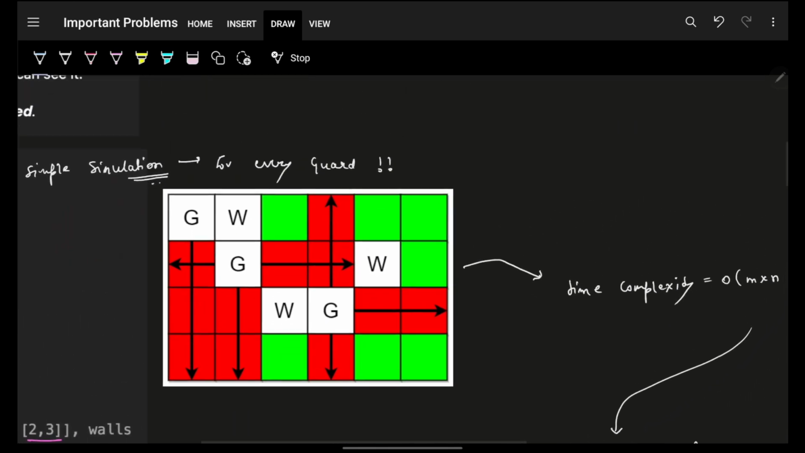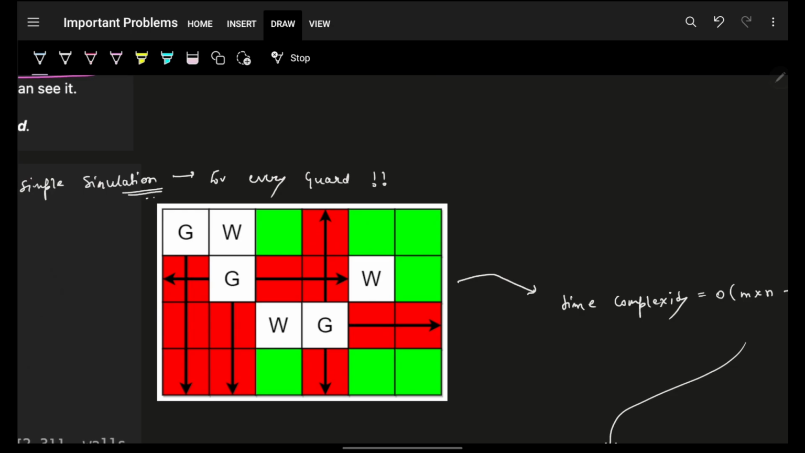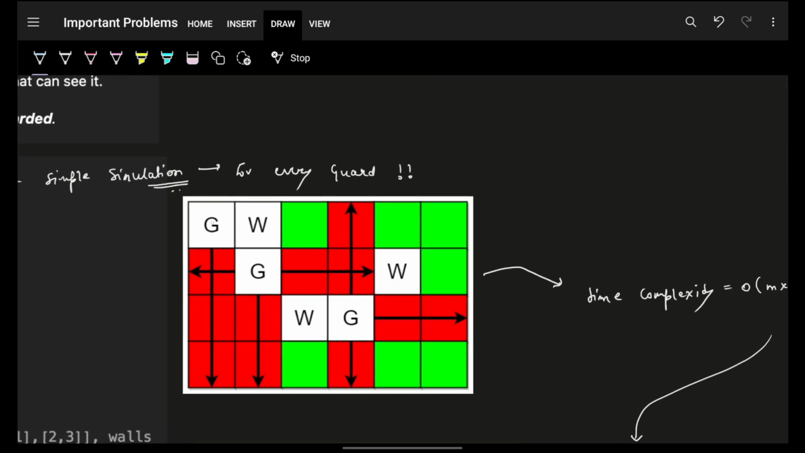Now, a very basic brute force simulation simply says that from every guard, simply traverse in all of its four directions. For example, if I take this guard, I will start traversing in its four directions, horizontally and vertically, and keep on traversing and marking the cells as visited until I hit a wall. The same way here also, here also, here also, I'll simply visit in the four directions.